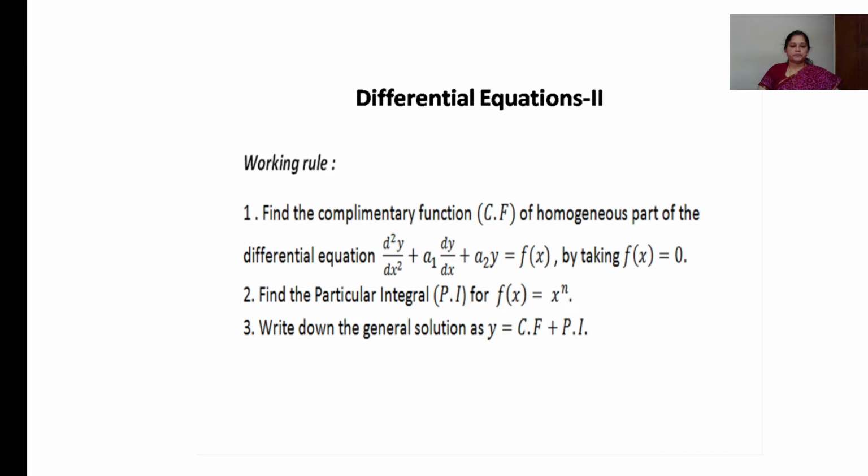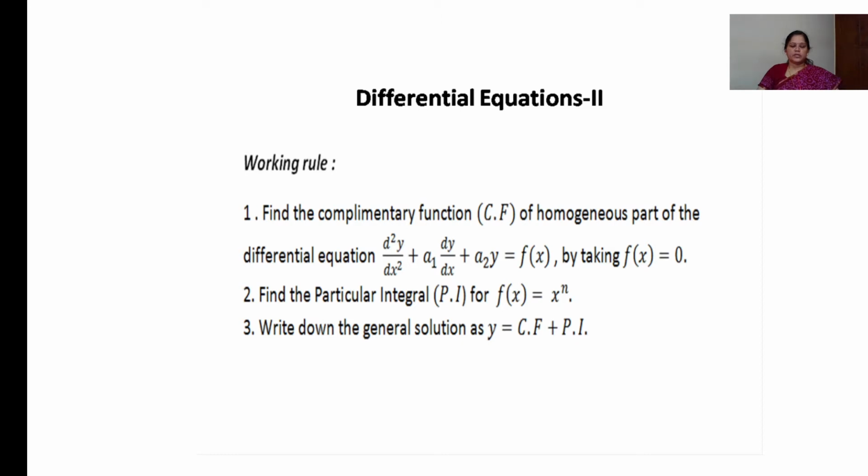Working rule for general solution. Find the complementary function of the homogeneous part of the differential equation d square y by dx square plus a1 dy by dx plus a2 y is equal to f of x by taking f of x is equal to 0. Here we have considered a second order differential equation. Similarly, the same procedure we can use for third order and higher order differential equations.